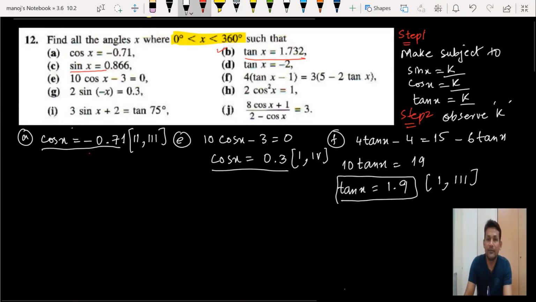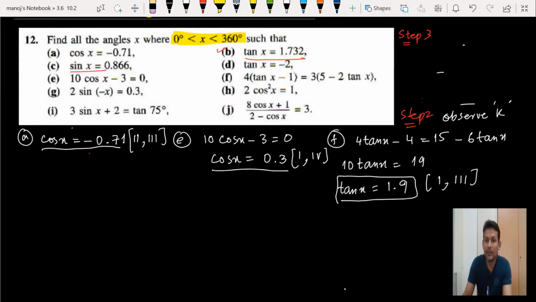Step number 3: what do we have to do in step number 3? Just do one thing: find the basic angle. This is very important.